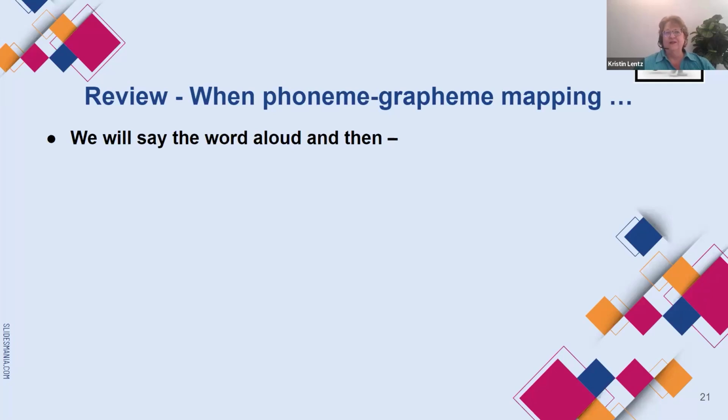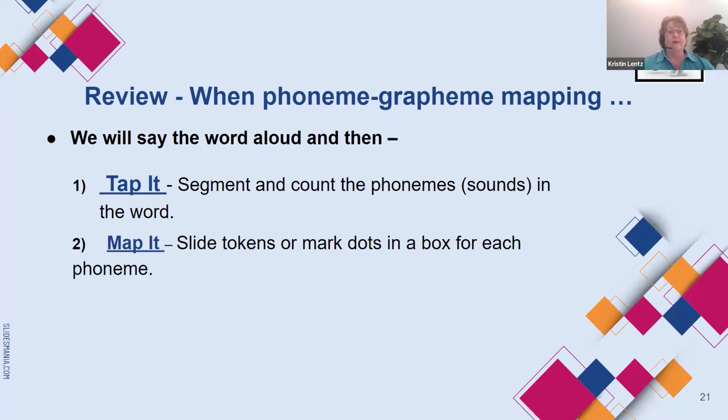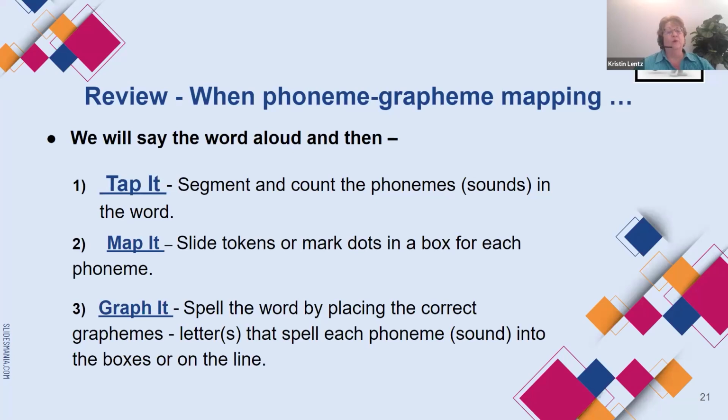So before we get into our first practice session, let's review the 3 steps that we're going to do after we say a word aloud. We're going to tap it. So segment those sounds, counting the phonemes in the word. Then we're going to map it, either by sliding tokens or putting dots in boxes. And finally, we're going to graph it, which would be spelling the word by putting each grapheme that represents each phoneme in a box.